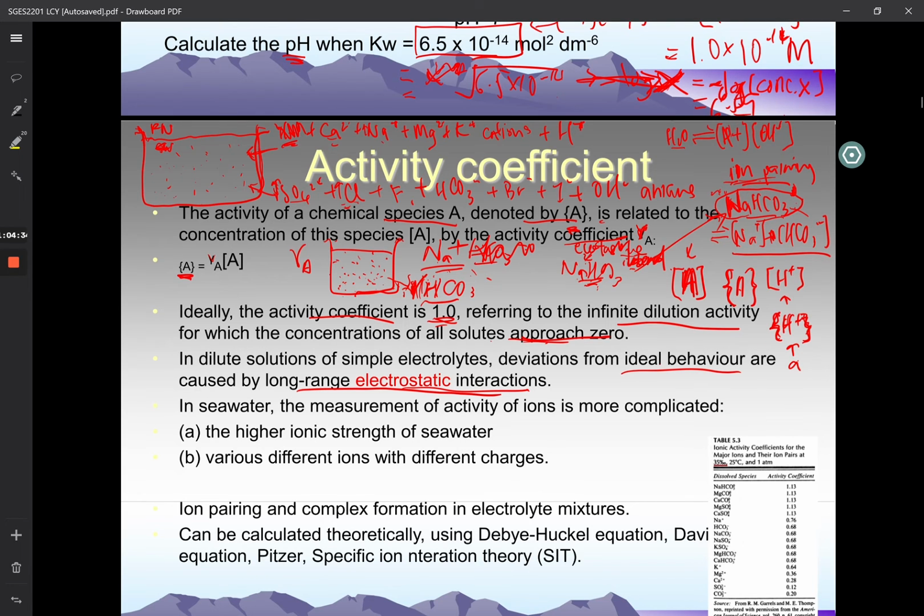So in seawater, the measurement of activity is more complicated. Because of the high ionic strength of seawater, you have a high concentration of cations and anions dissolved in it, and therefore different ions with different charges inside. So you have ions with two negative charges and two positive charges, for magnesium, or sodium. So they have different charges, right?